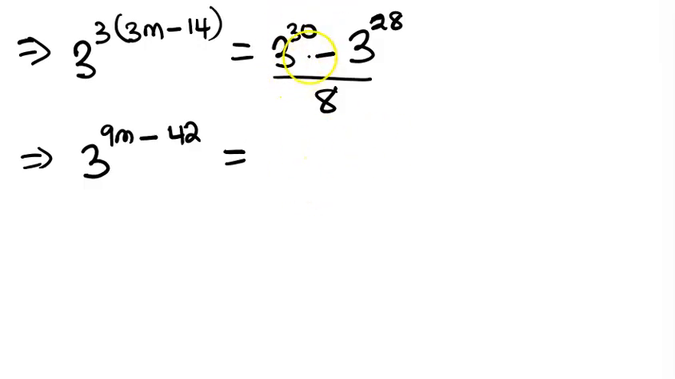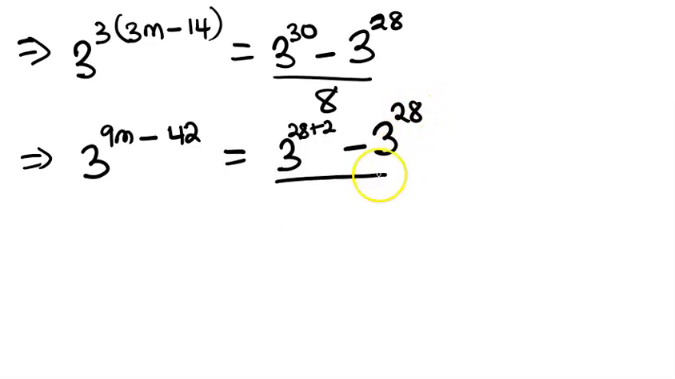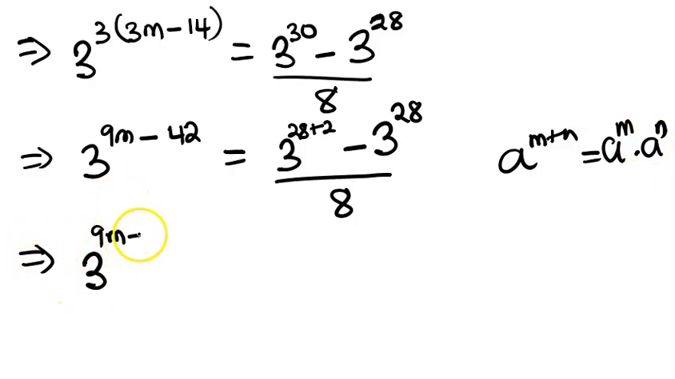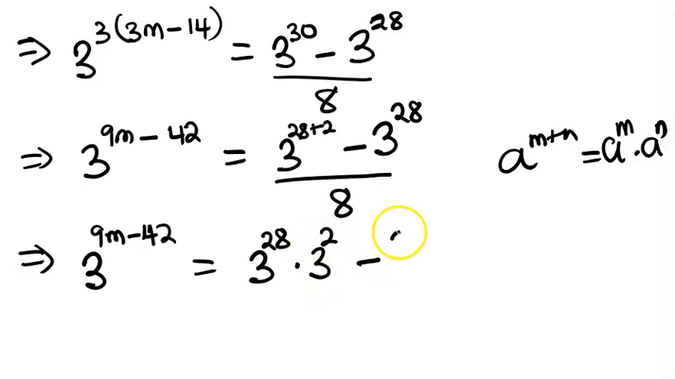Now 3 raised to the power 30 we can write as 3 raised to the power 28 plus 2, minus 3 raised to the power 28, all over 8. Remember, a raised to the power m plus n is the same as a raised to the power m times a raised to the power n. So we write 3 raised to the power 9m minus 42 is equal to 3 raised to the power 28 times 3 raised to the power 2 minus 3 raised to the power 28, over 8.